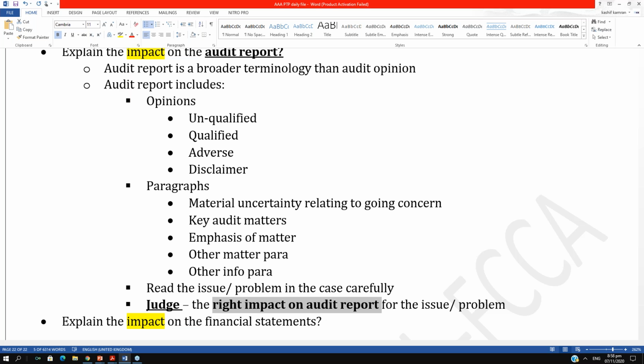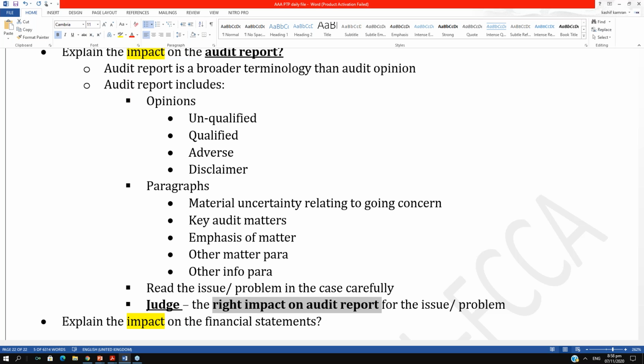I've already covered these paragraphs in my previous webinars, right, Ramiz? So please watch my previous webinars for all paragraphs and all opinions. I've covered a good amount of knowledge there, so I don't want to repeat things. But is everyone becoming clear on the difference between impact on opinion and impact on report? So will you read the question carefully?